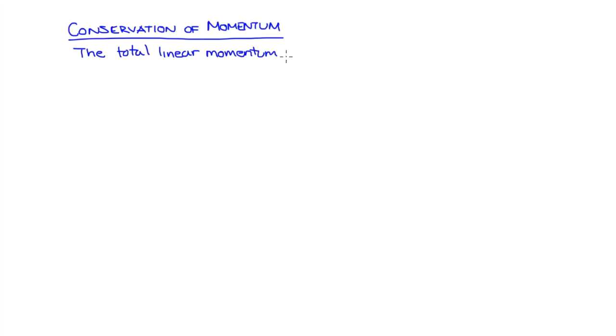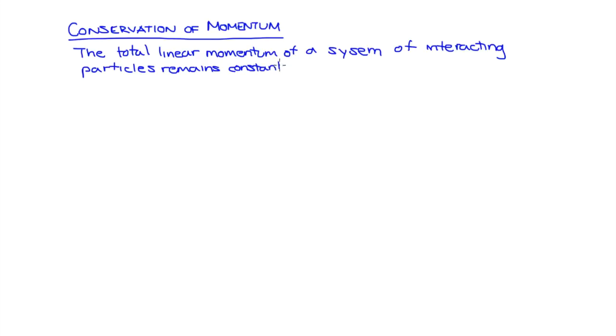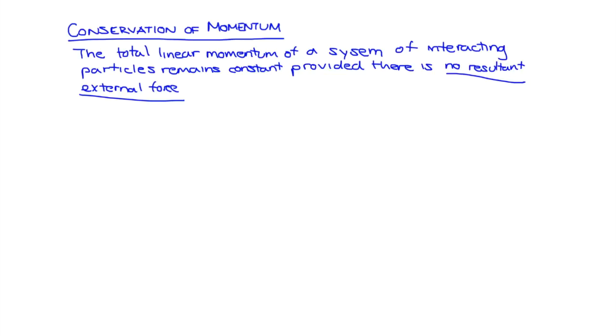And now these collisions are governed by the law of conservation of momentum. Now, this law states that the total linear momentum of a system of interacting particles remains constant provided there is no resultant external force. So basically what this means is that the total momentum between two things that are colliding with one another will remain the same even after they've collided with one another.